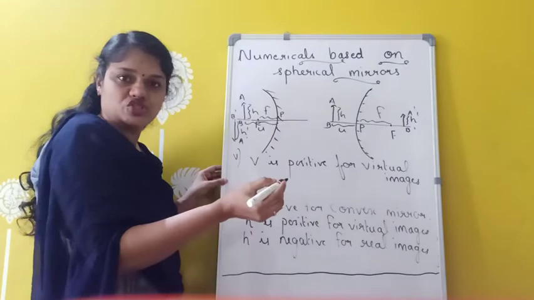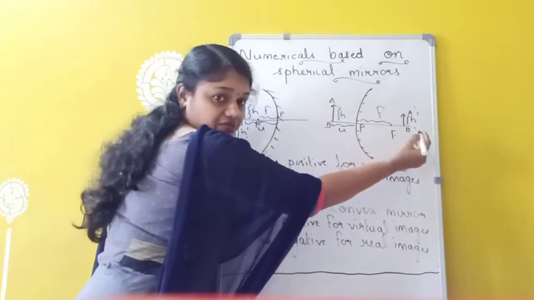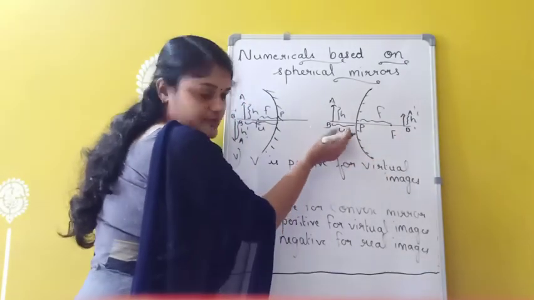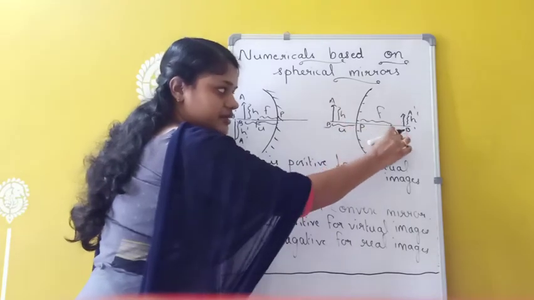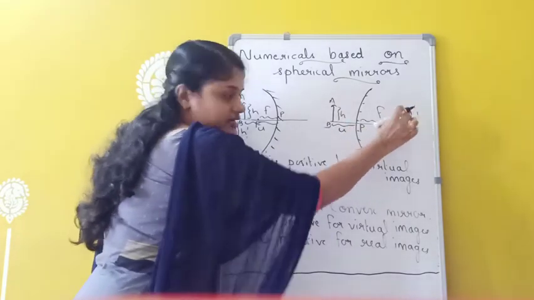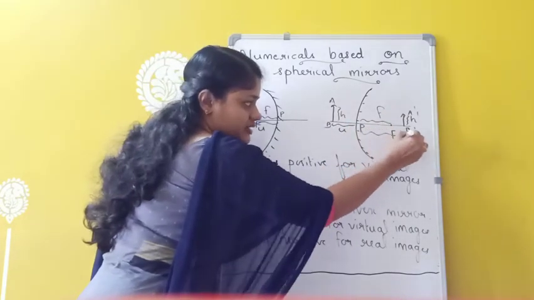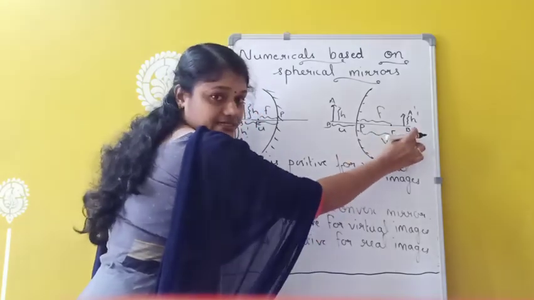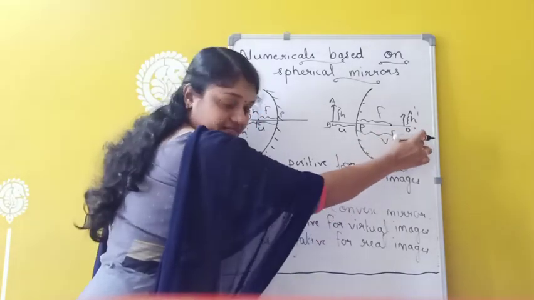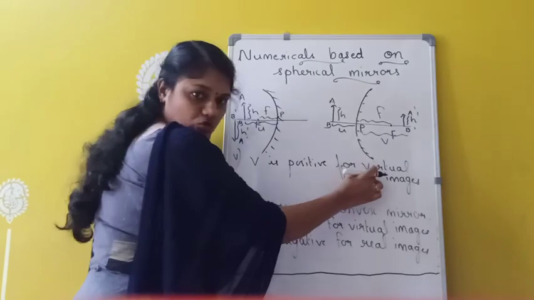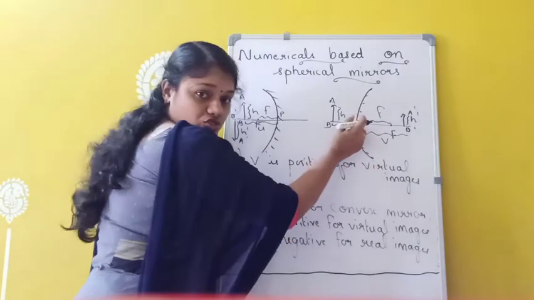Because all the virtual images we are getting on the right hand side of the mirror. So here suppose in the case of convex mirror, this is the object. So we are getting image only on the right hand side. So this much distance is taken as image distance, V. And this comes only on the right hand side. So V is always positive because distance we are measuring towards right of the pole.